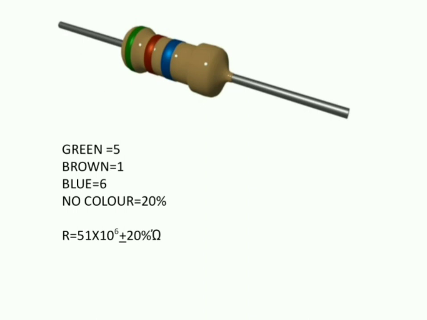Now this is a resistor with 3 color bands. That means the 4th color is absent. If the 4th color is absent, it is taken as tolerance 20%. The color code for green is 5, brown is 1 and blue is 6. Now you write the resistance: 5 and 1 are the first 2 digits, into 10 power 6, plus or minus 20%.